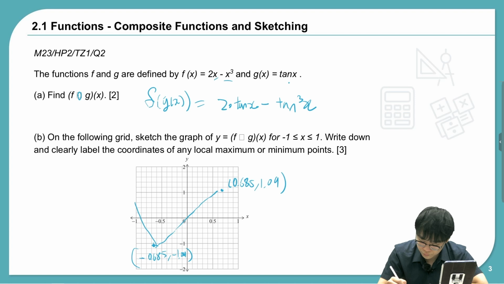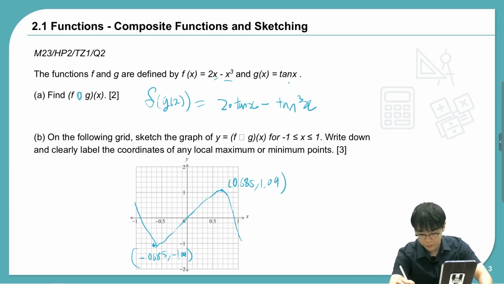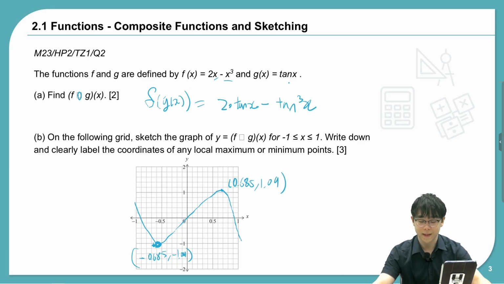So we want to make sure that we pass through these local mins and maxes, and we have our x-intercepts that we don't necessarily have to label. As long as you have this relative scale correct and you have the correct labels for local min and max, you should be fine.